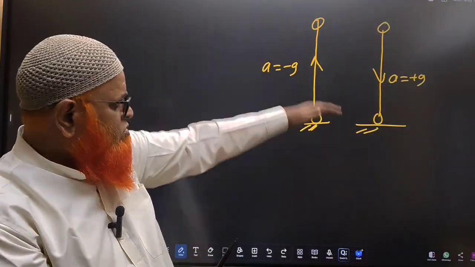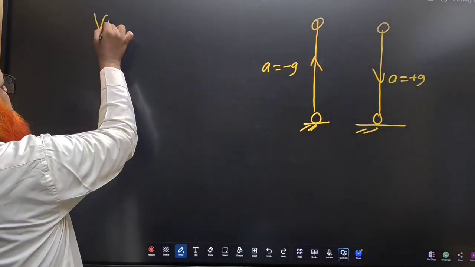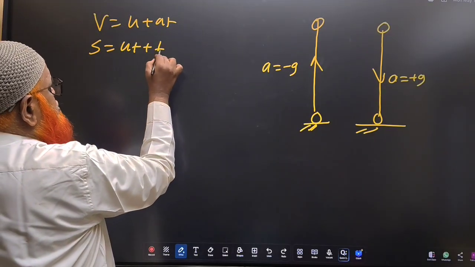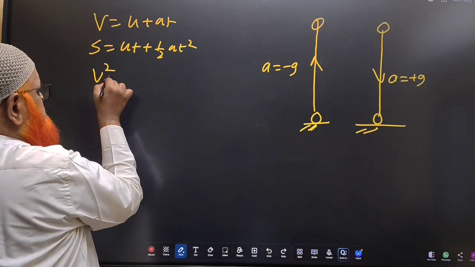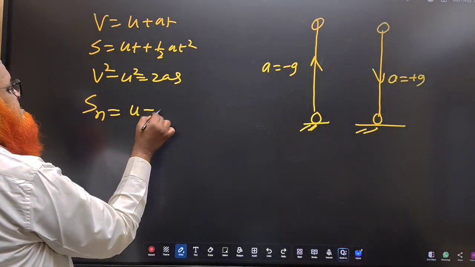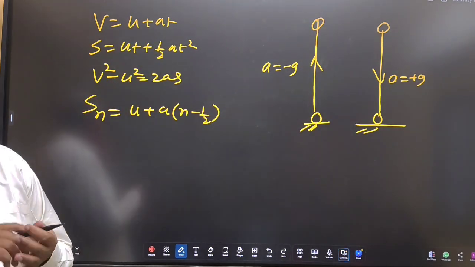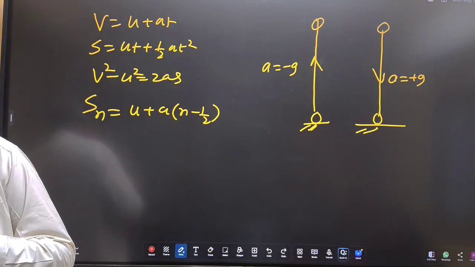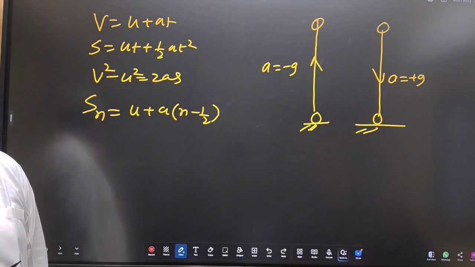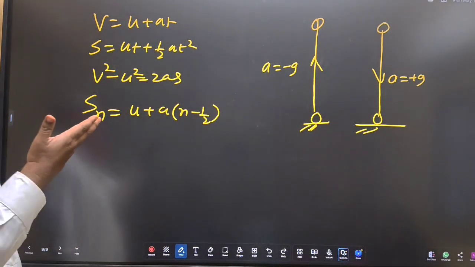So when it comes downwards, plus g; goes up, minus g. And the same old equations: v is equal to u plus at, s is equal to ut plus half at square, v square minus u square is equal to 2as, and sn is equal to u plus a into n minus half. But some changes are there. These are the equations which we discuss when a bus is going on a horizontal road, a plane is going in the sky, or a ball is going on a bicycle. We use these types of equations. But this is a different case.